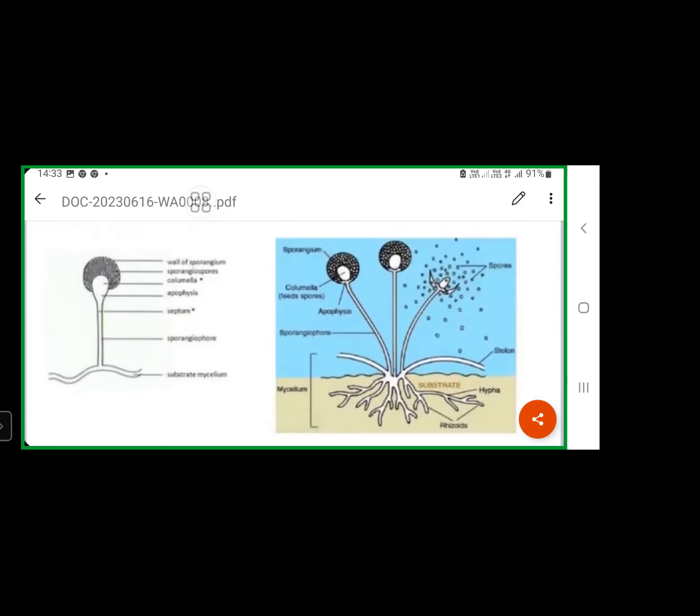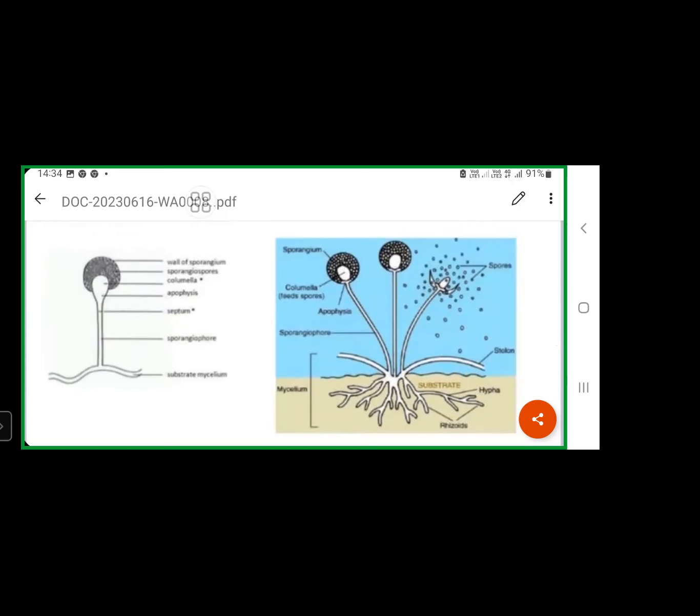How does Mucor reproduce vegetatively? This vegetative reproduction takes place by three methods. One is the fragmentation method. The second is chlamydospore formation. The third method is formation of oidia, which are also called arthrospores. By these three ways, this Mucor will reproduce vegetatively.